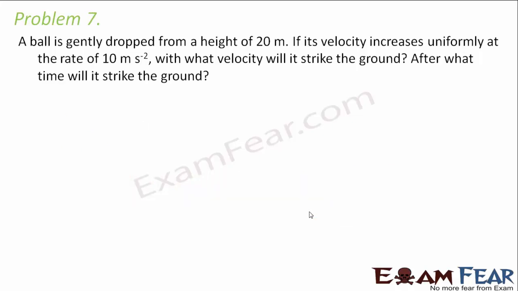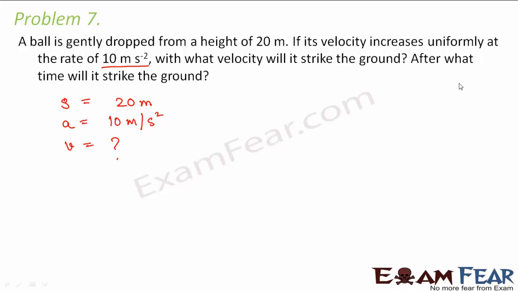Let's look at the last problem of this section. It says a ball is gently dropped from a height of 20 meters. The velocity increases uniformly at the rate of 10 meter per second square. The rate at which the velocity changes is nothing but acceleration. So height, that is s, is given as 20 meters. Acceleration is given as 10 meter per second square. With what velocity will it strike the ground? v has to be found out. And the ball is dropped from a height, so that means when it was dropped initially, initial velocity was 0.